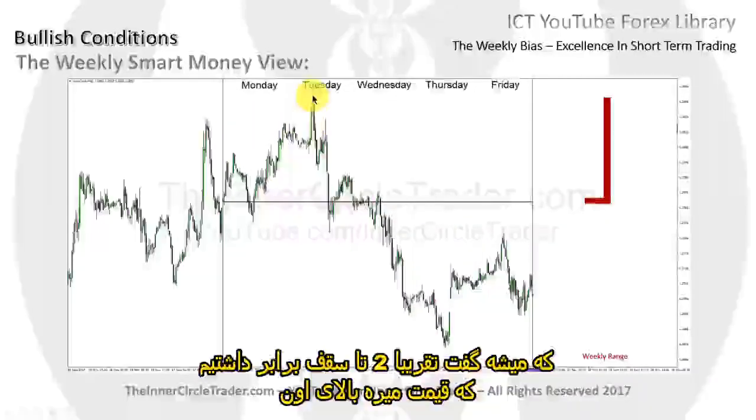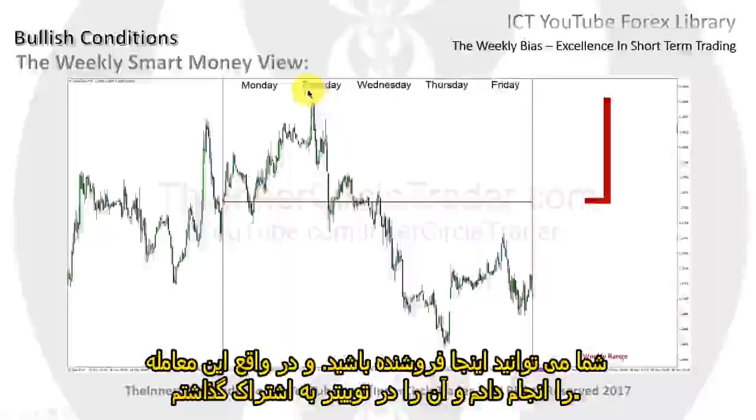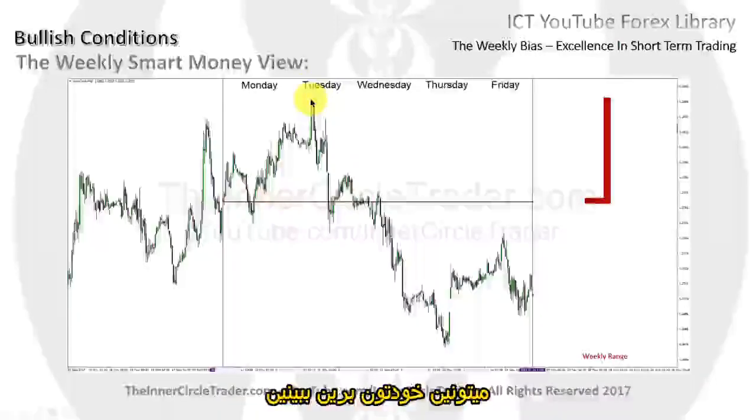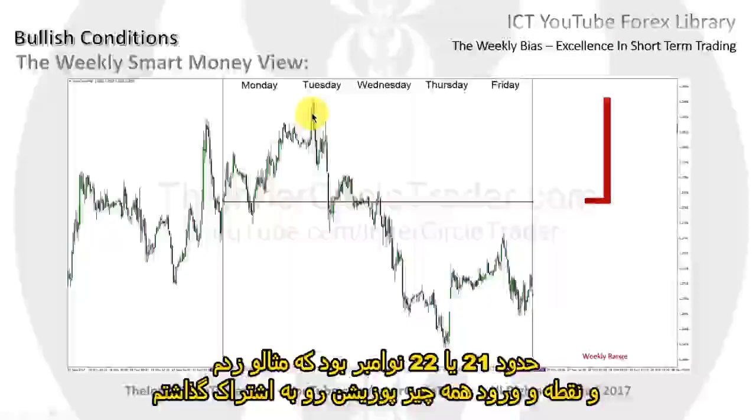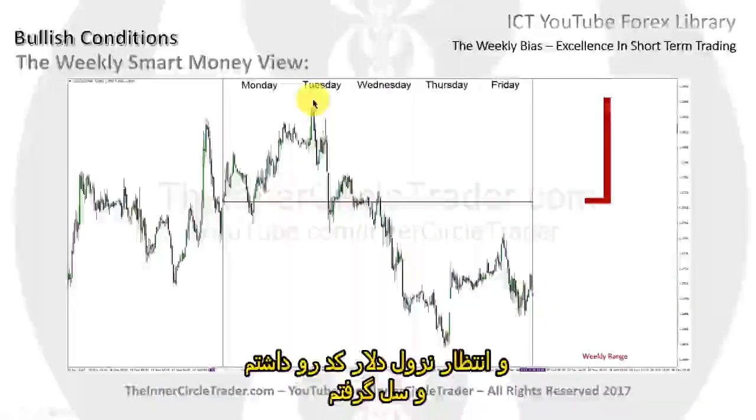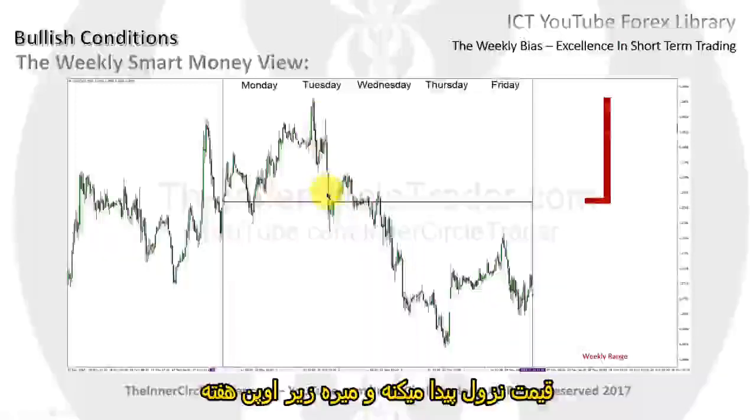Price stabs above this. You could be a seller here, and I did in fact take this trade and I shared it on Twitter. You guys can see that, go through my Twitter feed, look at the date for around November 21st, 22nd. I would have shown the example, and my entry points and everything's in there. Sell short with the expectation that there's going to be a sell-off on the dollar CAD. Price sells off, goes below the opening price.